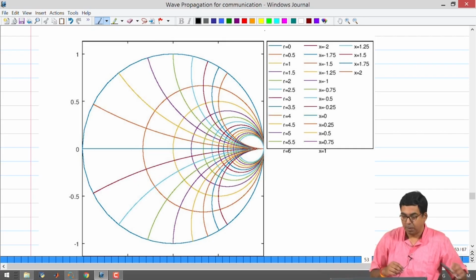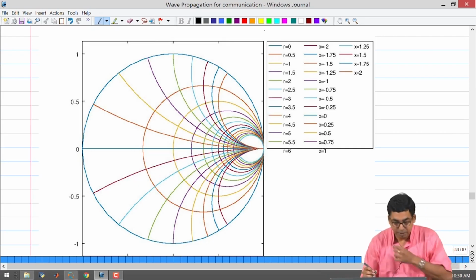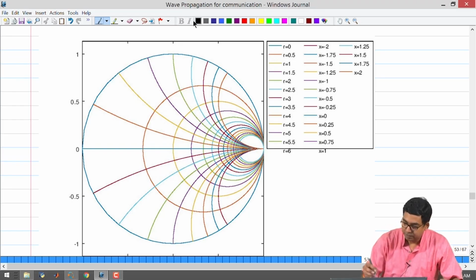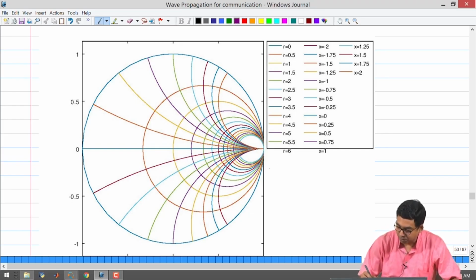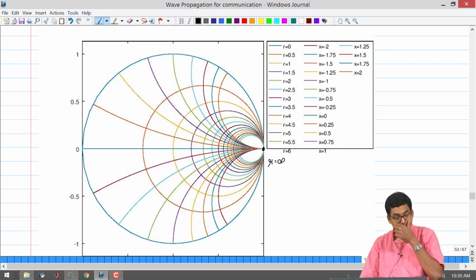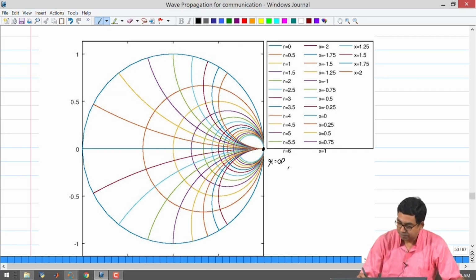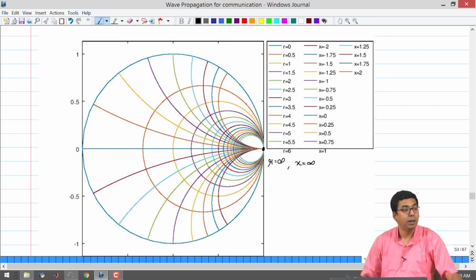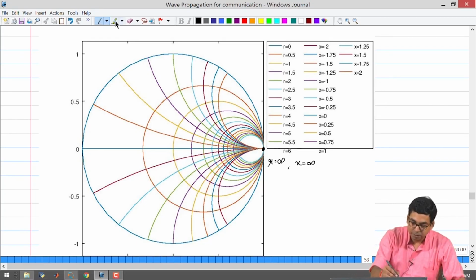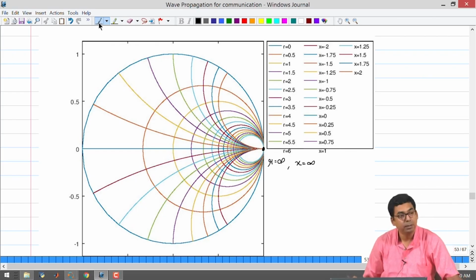Now I will mark a few points on this chart. So the right hand side corresponds to this point, R equal to infinity. It also corresponds to x equal to infinity. The x equal to -2 curve lies over here, x equal to +2 is here. As you increase the value of x, it keeps going towards this side. So R equal to infinity, x equal to infinity is the point on the right.